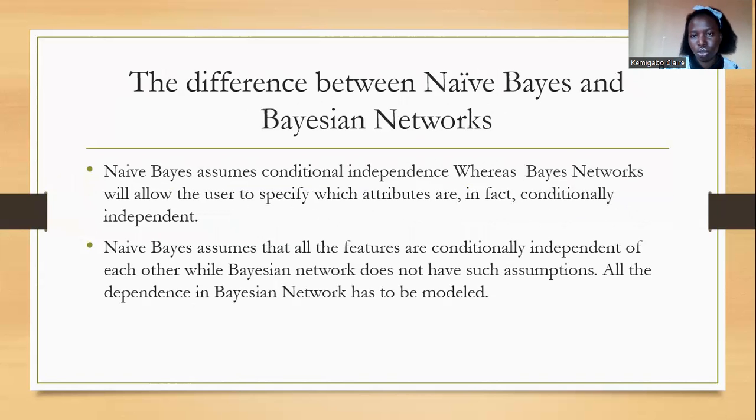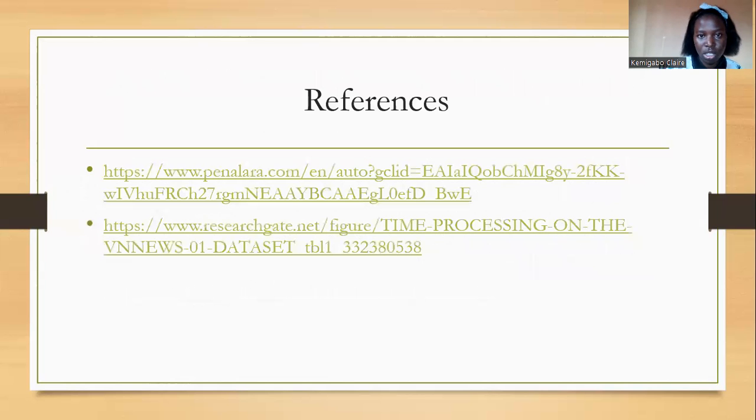The differences also between naive Bayes and Bayesian networks. Naive Bayes assumes conditional independence, as I explained, whereas Bayesian networks allow the user to specify which attributes are in fact conditionally independent. We also have another difference. Naive Bayes assumes that all the features are conditionally independent of each other, while Bayesian networks do not have such assumptions. Go into details of that.